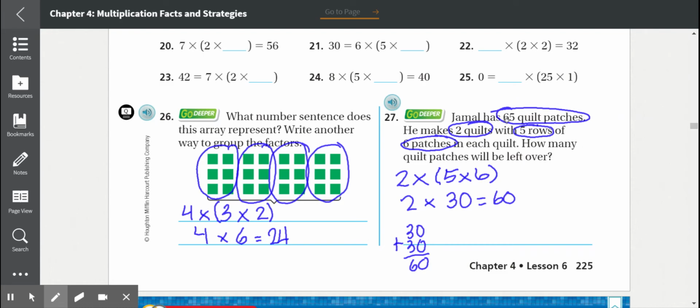But remember, he has 65. And the question is asking us, how many quilt patches will be left over? So now we're going to subtract 65, because he has 65, minus he uses 60. Well, that would be 5. So he has 5 left over.